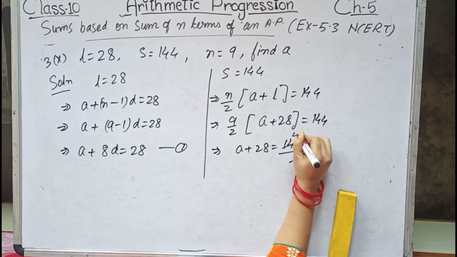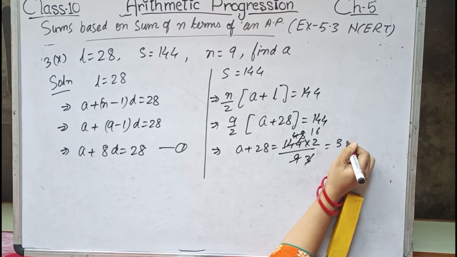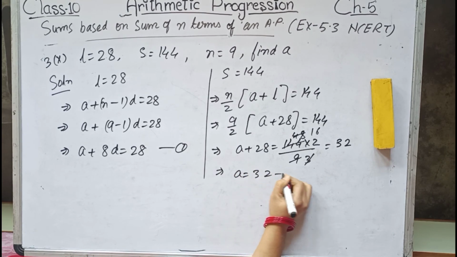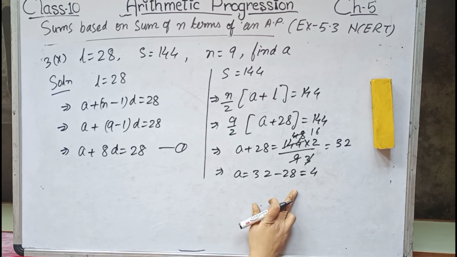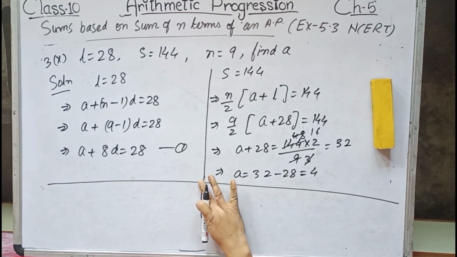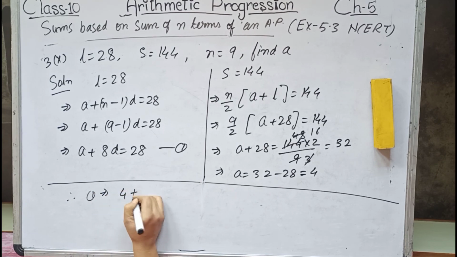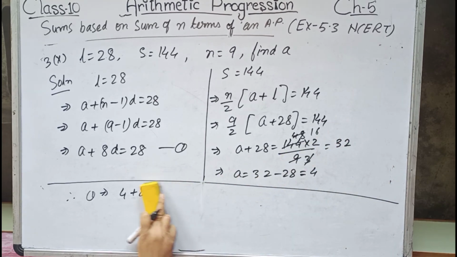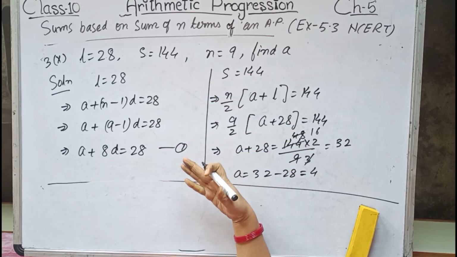So 9 by 2. So this implies A plus 28 equals 144 into 2 by 9, which equals 32. So this implies A equals 32 minus 28, so it equals 4. So we have got the value of A. We have only to find A, not the value of D. So directly we can get the value from the S formula only. No need to calculate from L.